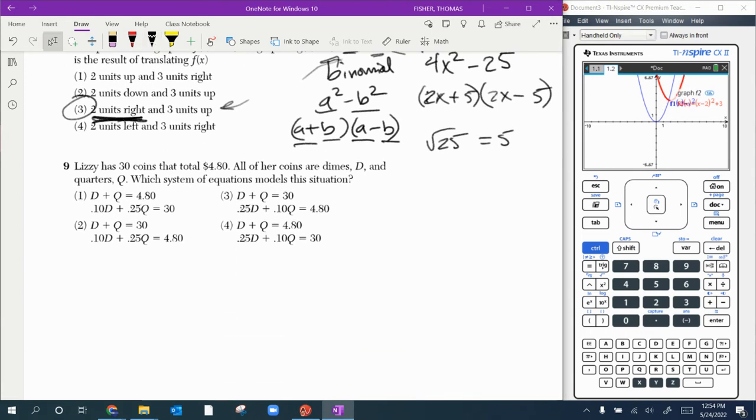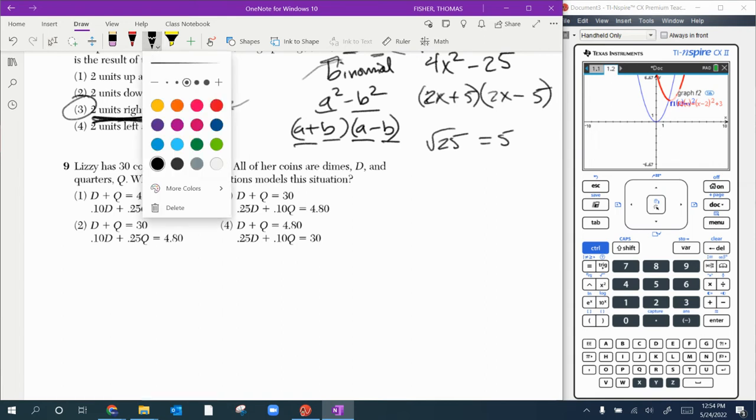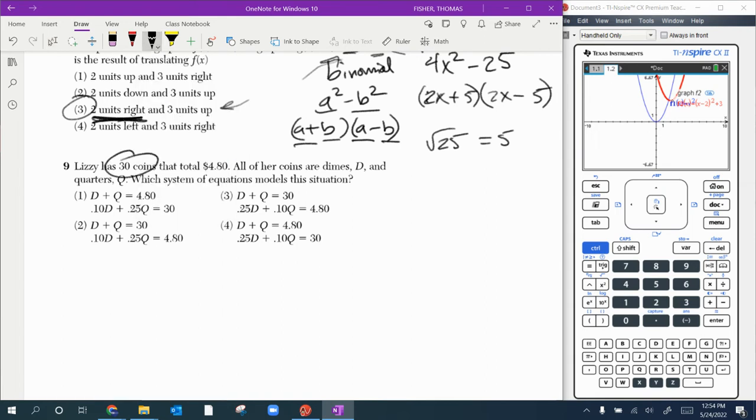Number 9 here, word problem. Looks like it wants a system for us to make. So 30 coins total and money. So we're talking about two different things here. We're talking about how many coins and how much money. Those are going to be our two equations. So it wants you to use two variables, so dimes and quarters. So the dimes plus the quarters are 30 total.